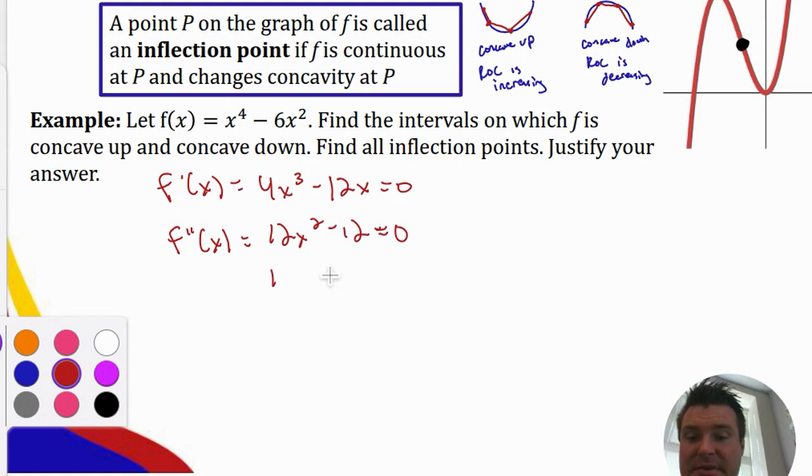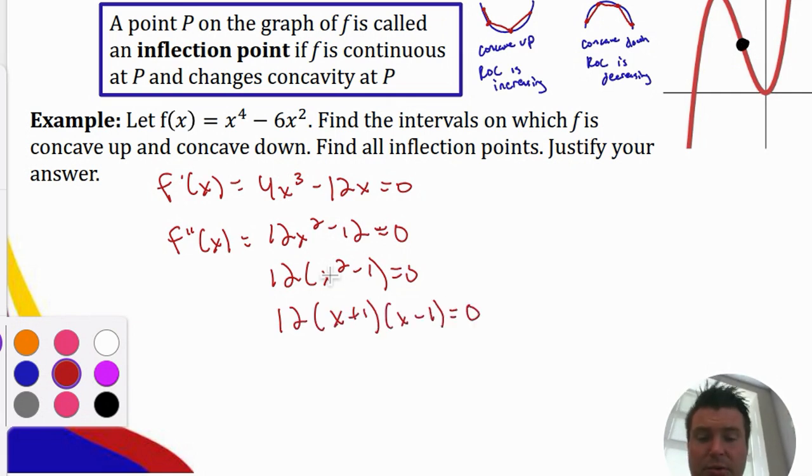I'm going to take out a GCF of 12 and factor this as much as I can. This should be some fairly simple Algebra 1 work after the derivatives here. We're going to get this to equal 0 at plus and minus 1. Those are potential points of inflection. They're not inflection points yet until I determine that concavity does change.